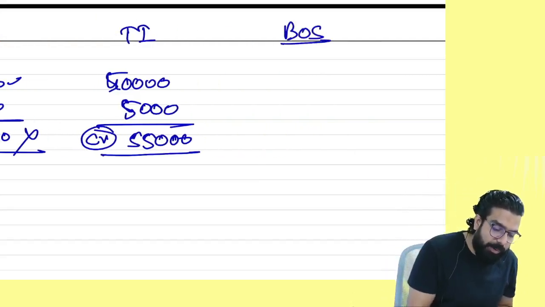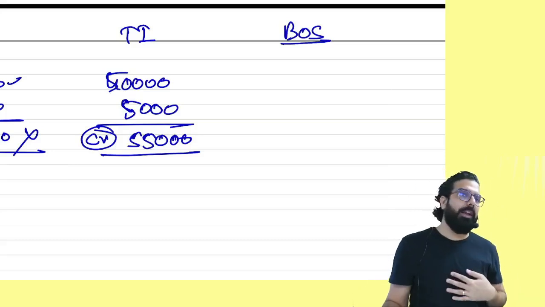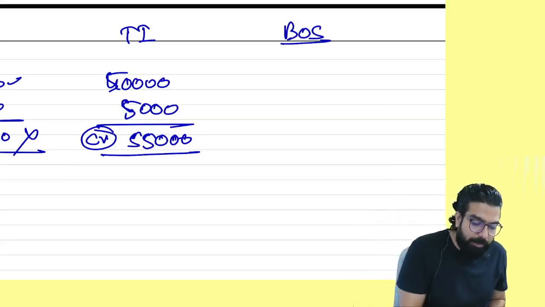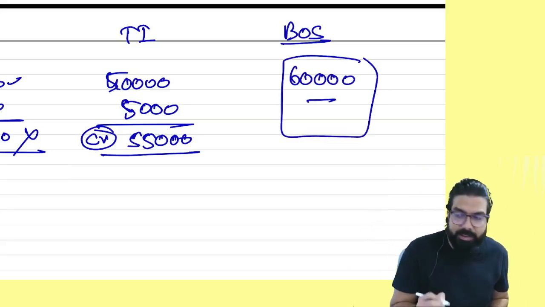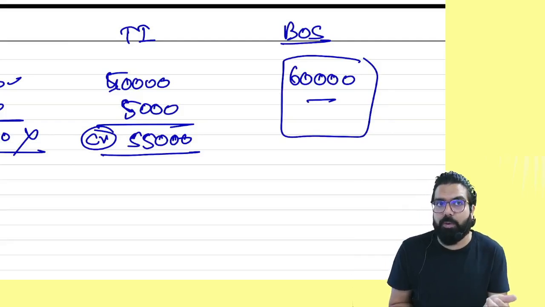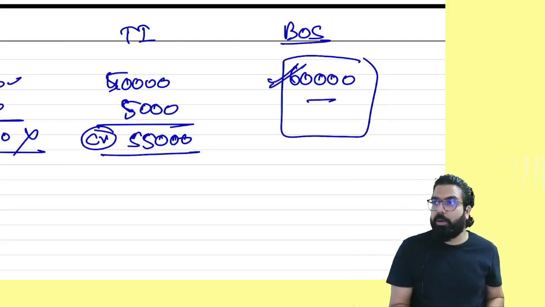I generated one bill of supply. I am a composition dealer. The value which I showed in the bill of supply is 60,000 rupees. I will not charge any GST. Do you guys agree with me? What is the consignment value? 60,000 rupees. Can I go ahead, everyone?